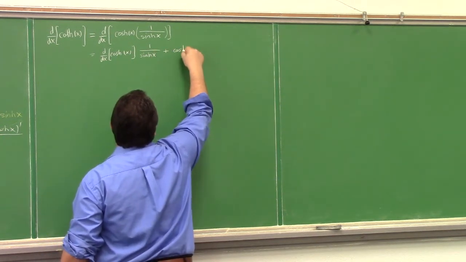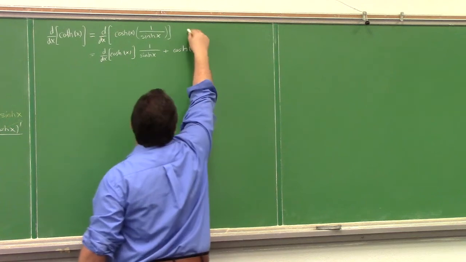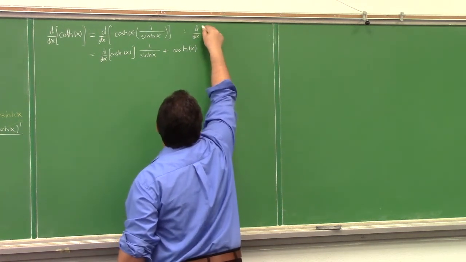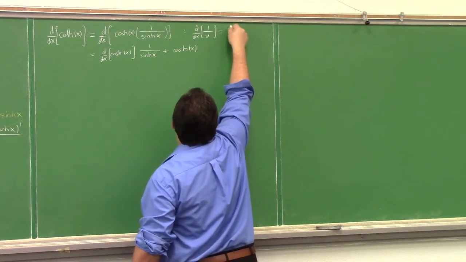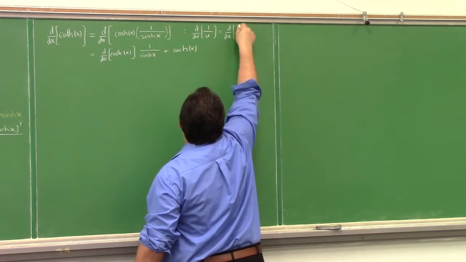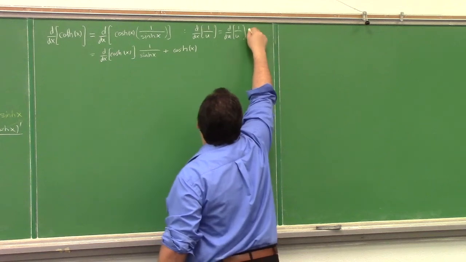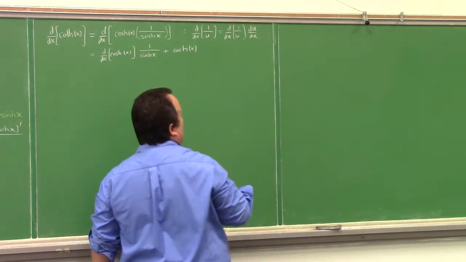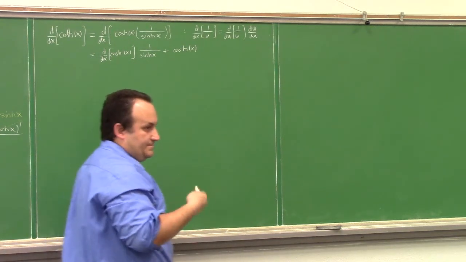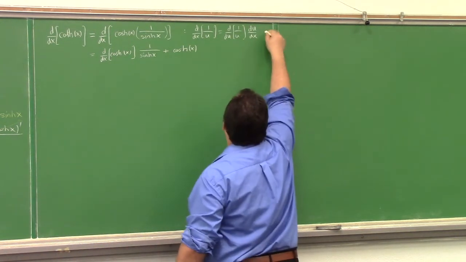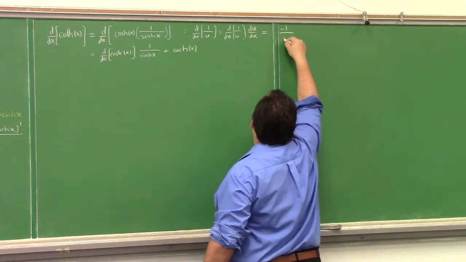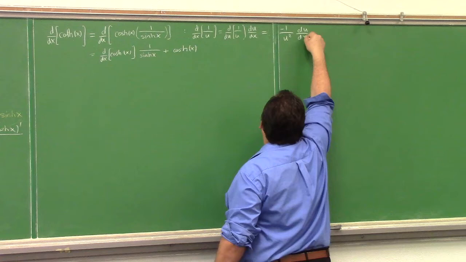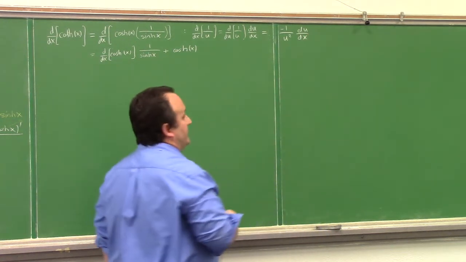What's the derivative of the reciprocal function? Just a reminder, d/dx of 1 over u is what? It's d/du of 1 over u times du/dx, right? But what is d/du of 1 over u? It's minus 1 over u squared. So this is a chain rule for the reciprocal function. We do minus 1 over the thing squared times the derivative of the inside function.